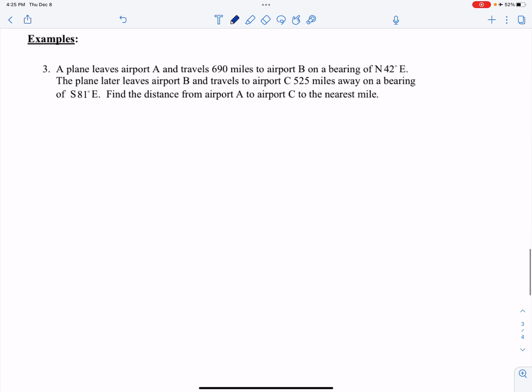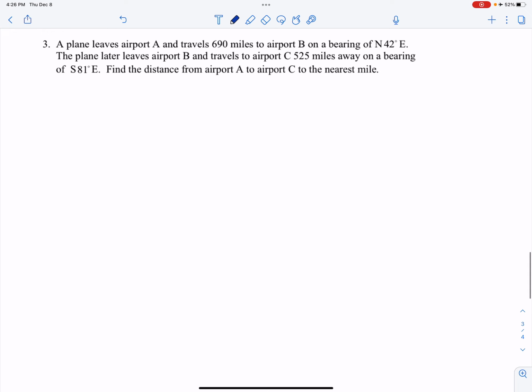And our application. A plane leaves airport A and travels 690 miles to airport B on a bearing of north 42 degrees east. The plane later leaves airport B and travels to airport C 525 miles away on a bearing of south 81 degrees east. Find the distance from airport A to airport C to the nearest mile.